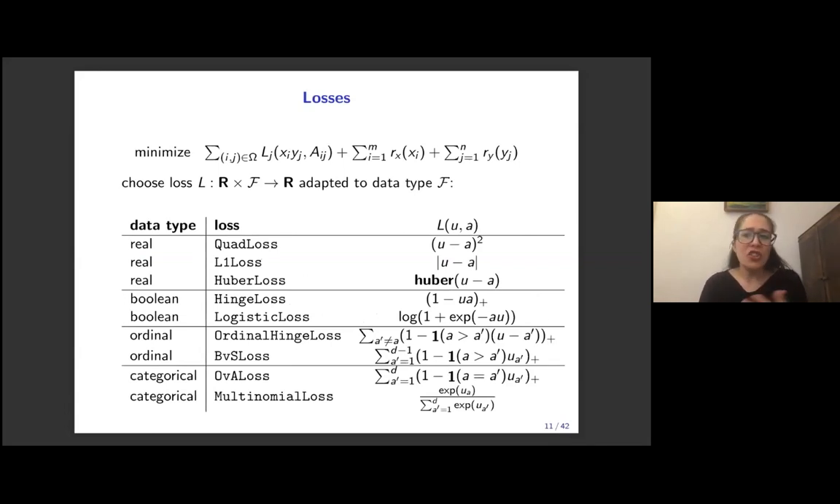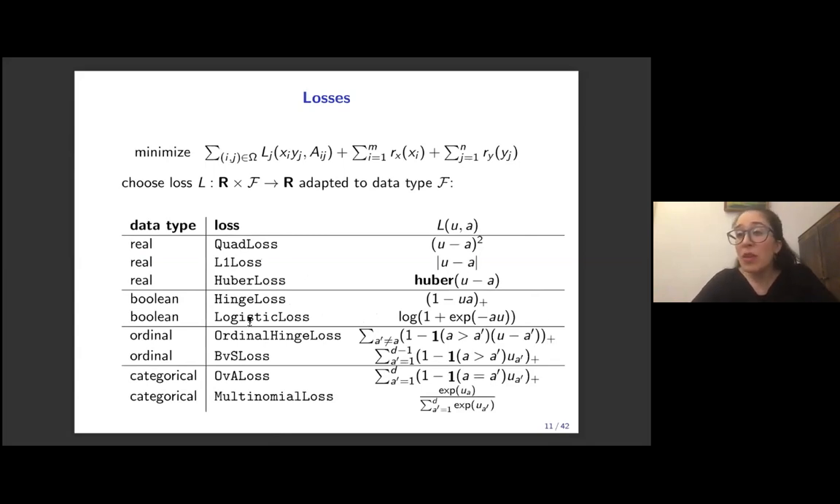Here I'm showing you a bunch of loss functions, all of which exist in the Julia library LowRankModels. If you want, you can pick loss functions that are really adapted for your problem. I have ones that I've developed and I really like. The particularly complicated ones aside, quadratic loss, L1 loss, Huber loss are pretty standard. Hinge loss and logistic loss are pretty standard for Booleans.